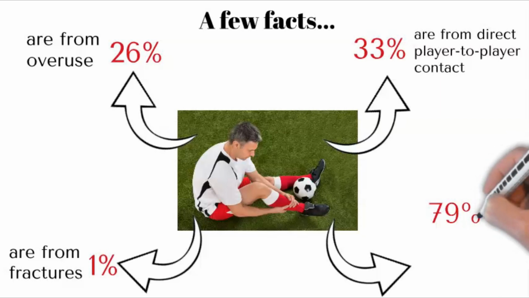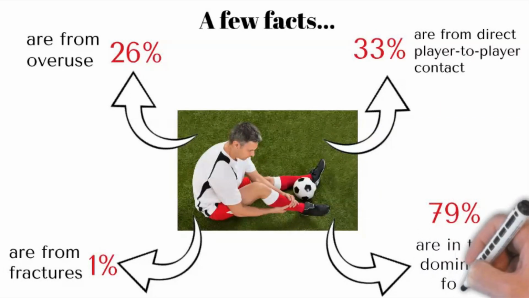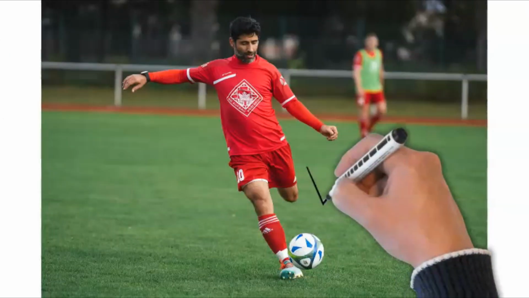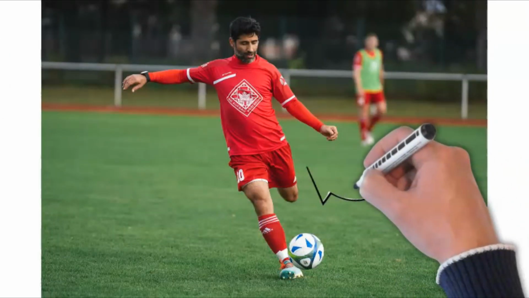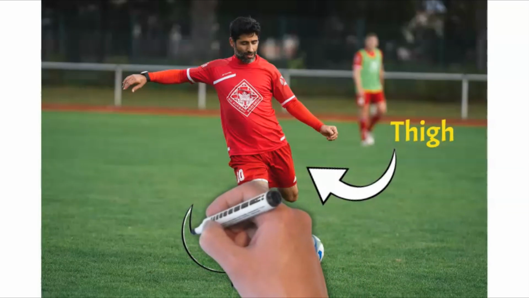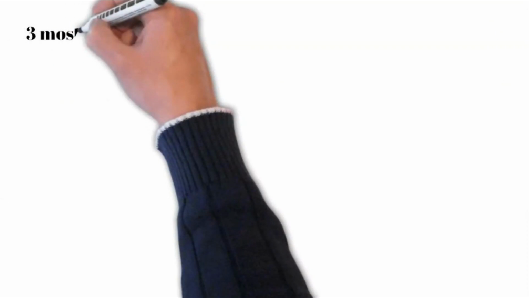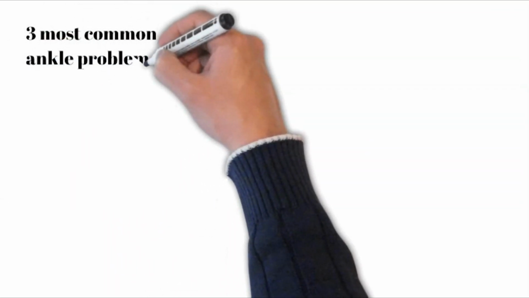But almost 8 out of 10 of the injuries suffered in football are on the dominant foot. So that tends to mean you're likely to be out for a bit longer, because you do most of your kicking, your dribbling, that sort of thing with the dominant foot. Now, foot and ankle is not the most common area of injury. The thigh is actually the most common injury in football, and the foot and ankle is placed second. So that's just an interesting fact to know.